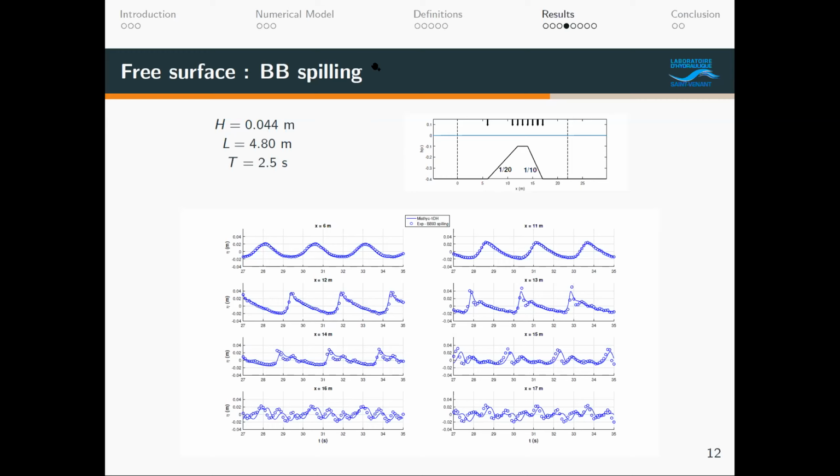And so here we'll look at the free surface elevation of Beji-Battjes' spilling test case. On the top, you see the kind of bathymetry we have, and this is called the generation zone, on which the desired progressive wave is imposed. And here you have the absorption zone where the waves are absorbed. And on the top, you see the gauge locations whose time series are shown below.